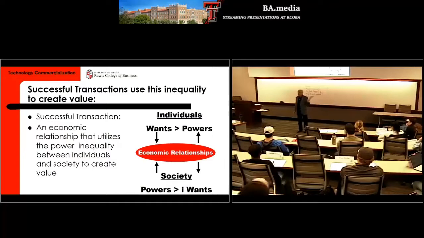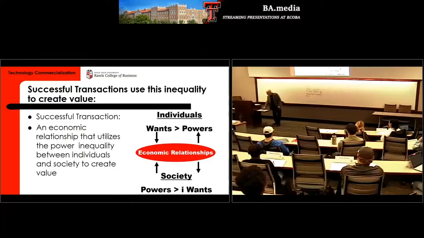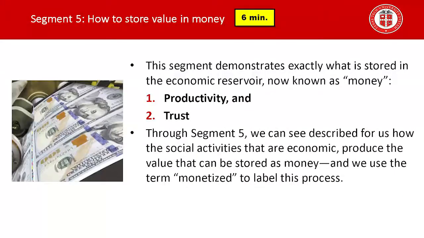Why is the US so rich? Well, let's talk about how we actually get the money. Segment 5, well, how do you store value in money? This segment demonstrates exactly what is stored in the economic reservoir, now known as money: productivity and trust. Through segment 5, we can see described for us how the social activities that are economic produce the value that can be stored as money, and we use the term monetized to label this process.